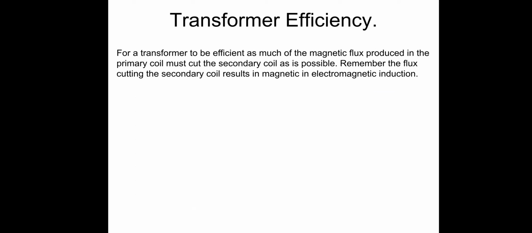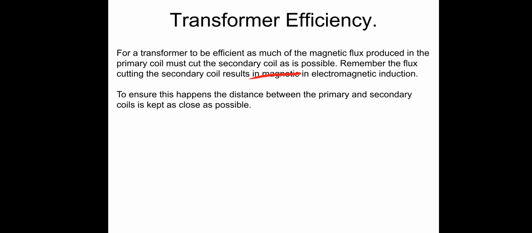So last point. For a transformer to be efficient, as much of the magnetic flux produced in the primary coil must cut the secondary coil as is possible. So remember, the flux cut in the secondary coil results in electromagnetic induction. Ignore my typo. So to do this, it's quite straightforward. To ensure this happens, the distance between the primary and secondary coil is kept as close as possible.